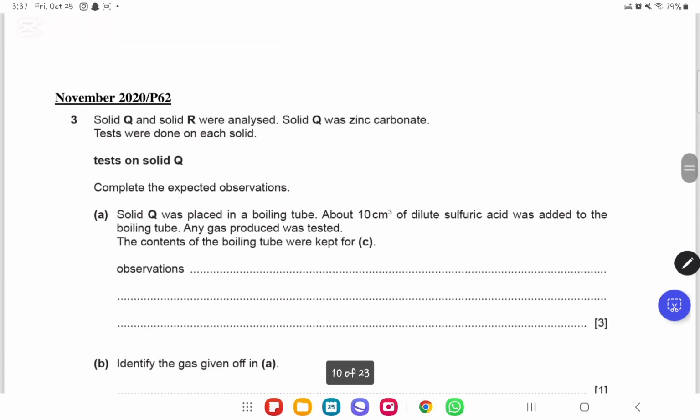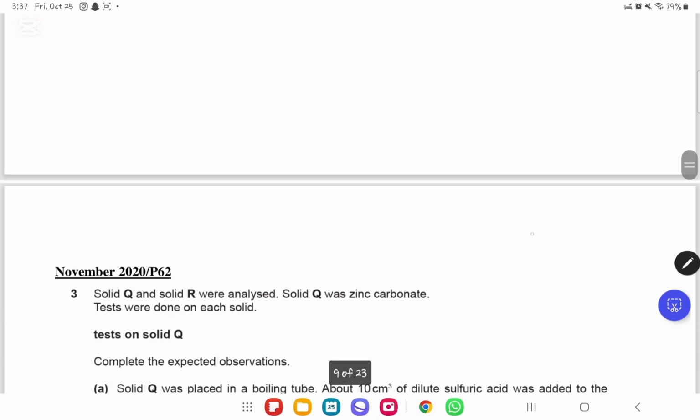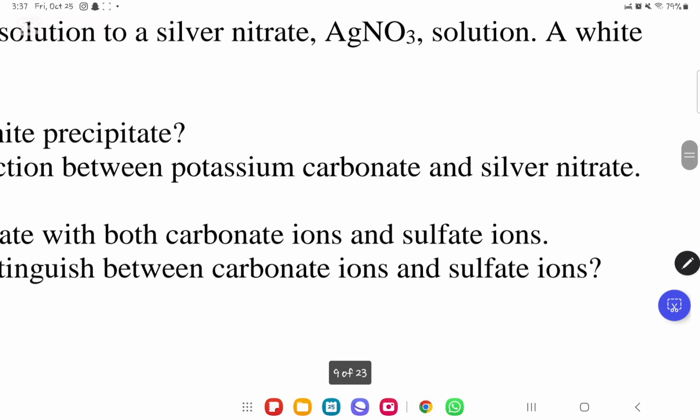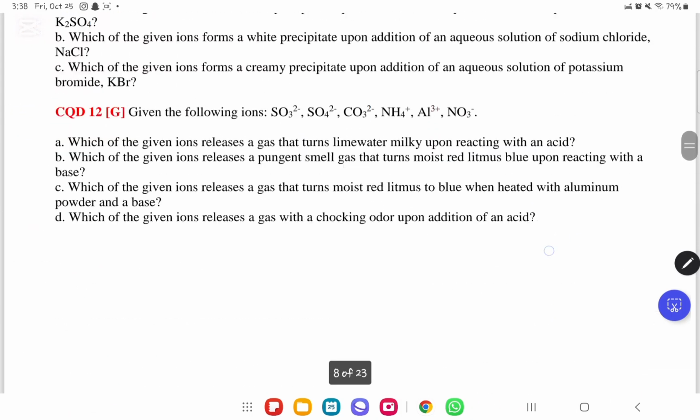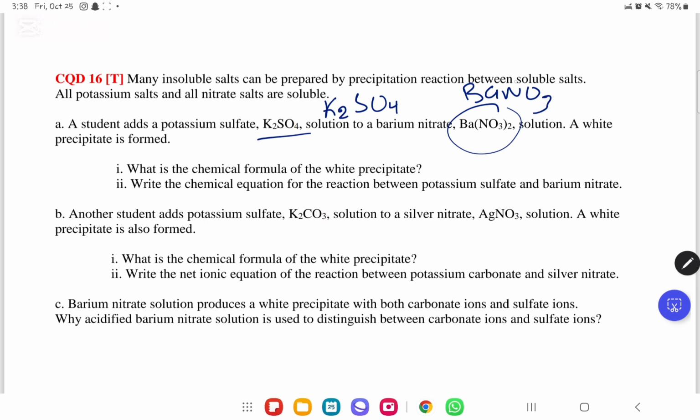Now we have still one top question, and then we have the past papers. They added the past papers for us, so it's really convenient. I'm going to zoom out and go to CQD number 16 top. Many insoluble salts can be prepared by precipitation reaction between soluble salts. All potassium salts and all nitrate salts are soluble. In part A, a student adds potassium sulfate, K2SO4, to a barium nitrate solution. A white precipitate is formed.